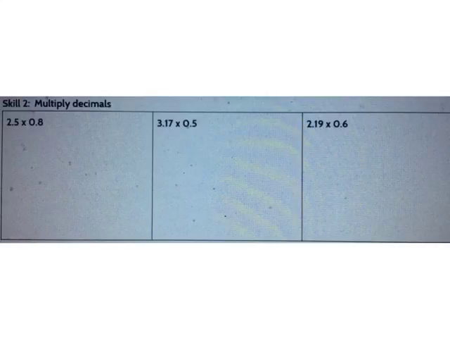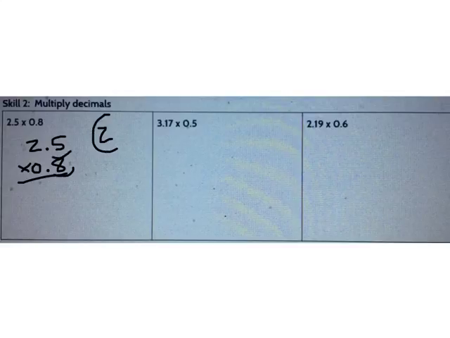We've also been talking a lot about multiplying decimals. Remember, when you multiply decimals, you don't need to line up the decimals. Let's start by multiplying 2.5 times 0.8. The first thing I need to do is decide how many digits will go behind the decimal point. How many? Well, 2 digits will go behind the decimal point. Now I can multiply like normal.